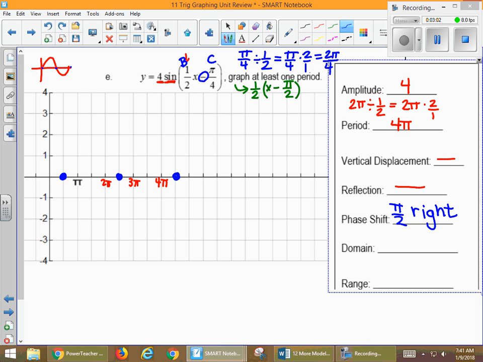Halfway in between, I'm going to go max. So halfway in between my first two, I have a maximum, and my amplitude's 4, so it's going to be all the way up. And halfway between my second 2 points on my midline, I'm going to have that minimum at -4. It says graph at least one period, so that's one period of our function. Domain here is all reals. Range is -4 to 4.